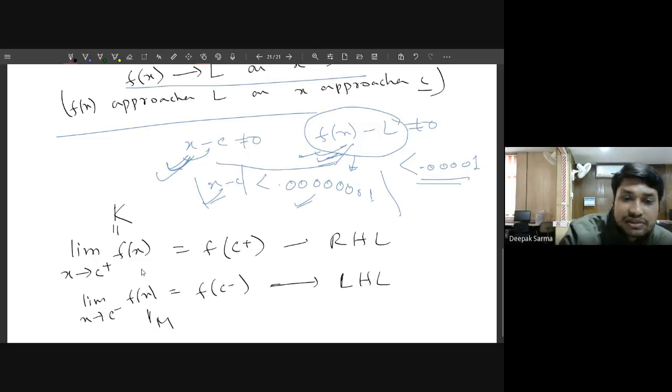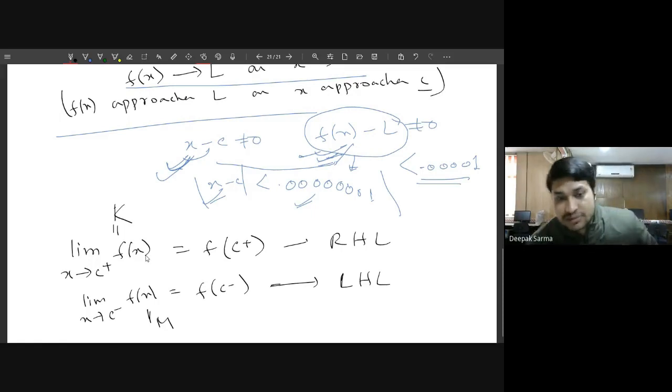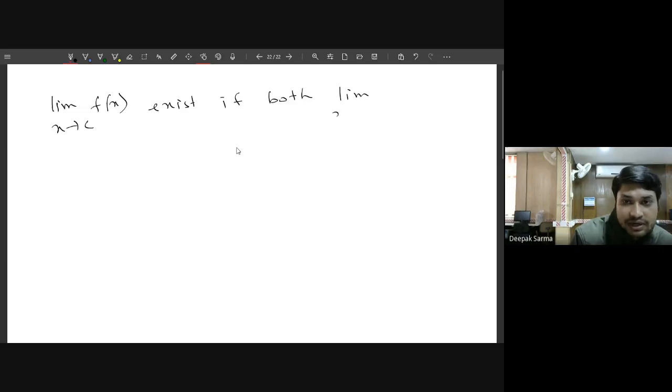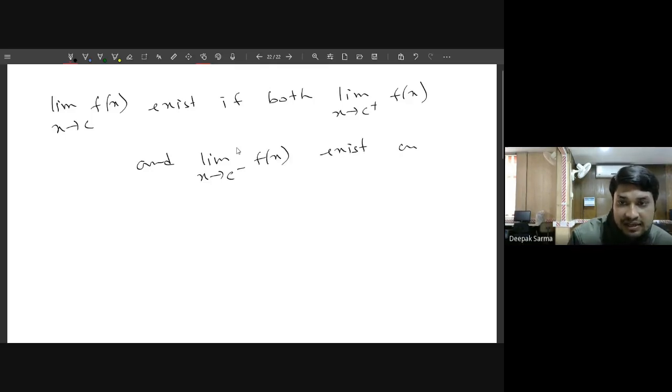Sometimes I will have a situation when left hand limit and right hand limit are different, then the limit does not exist. So let us write formally. The limit of f of x as x tends to c exists if both the limit as x tends to c plus of f of x, and the limit as x tends to c minus of f of x, both exist, both must exist, there should be some number, and they are equal.